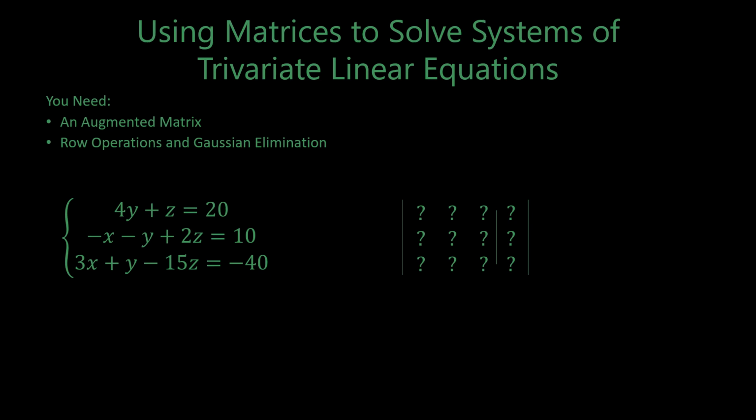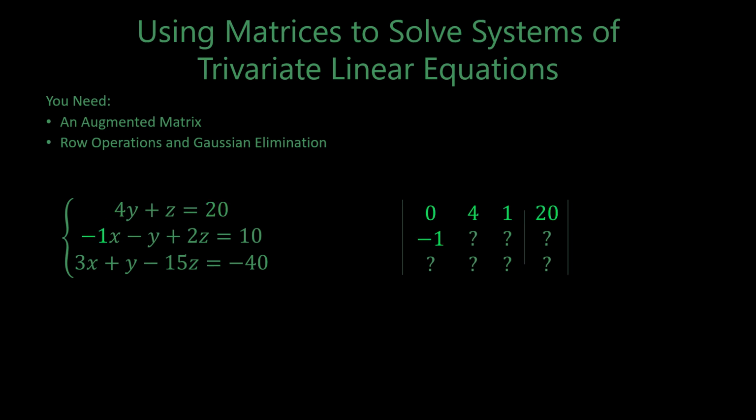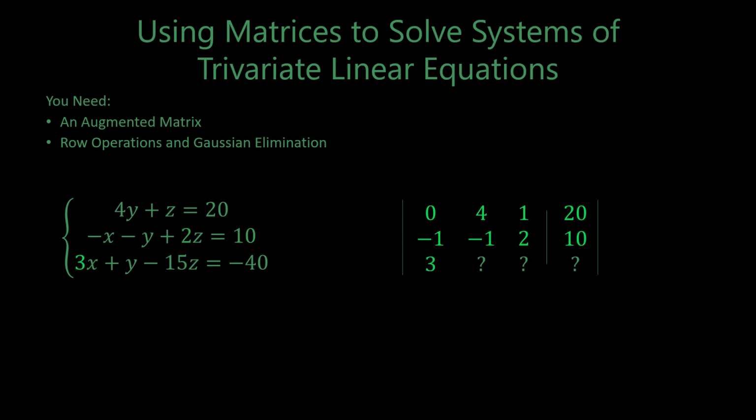an augmented matrix, which is going to, in this case, be a 3x3 matrix next to a 3x1 matrix, all in one giant matrix. And we're going to fill in each element using only the coefficients and constants in the equation. So we had 0x, now we have 4y, 1z, and we're going to fill in the rest quickly. And now we have our augmented matrix.